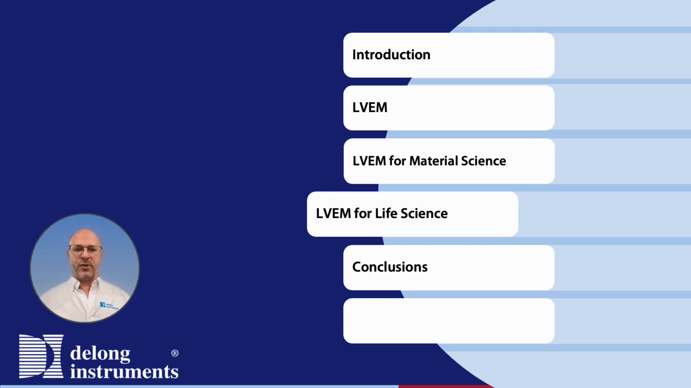Let's now shift our focus to life science applications. LVEM's ability to provide high contrast imaging of low Z materials combined with simplified sample preparation and in lab accessibility makes it an ideal tool for studying biological specimens. We'll explore examples ranging from viruses and thin tissue sections to nanoparticles within cells, showing how LVEM can reveal detailed structural information without extensive staining or complex infrastructure.